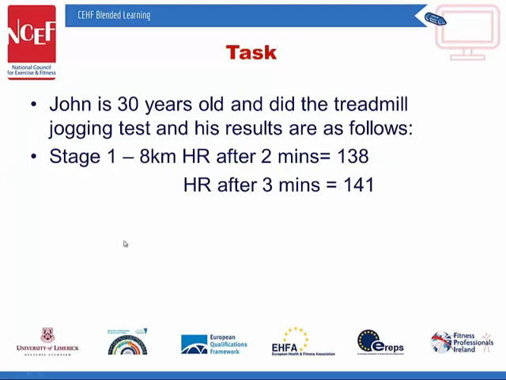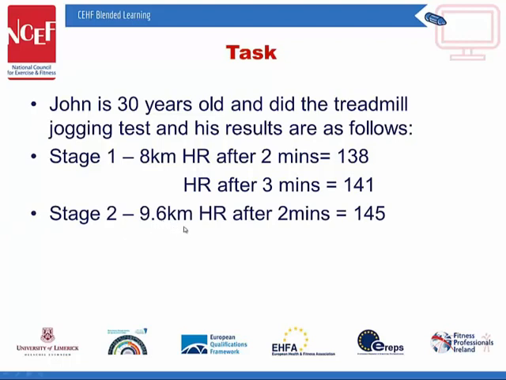We have steady state here, so we're going to go on to stage 2, 9.6 kilometers an hour. Heart rate after 2 minutes was 145, and after minute 3 was 148. We have steady state all the way, and we have all the heart rates between 110 and 150 beats per minute. So we're going to use the formula to calculate John's VO2 max, and the first thing you're going to do is calculate B, which is the relationship between the workload and the heart rate. So I want you to pause the presentation for a few minutes, go back through the slides again if you must, look at the manual and have a go at that calculation and see can you do it.